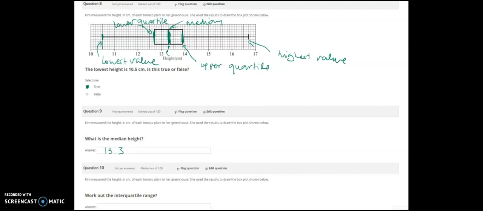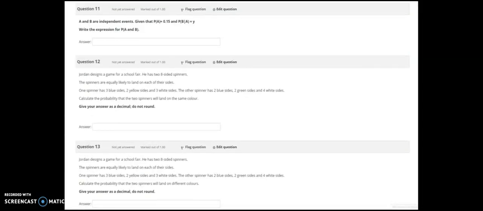now we've got to work out the interquartile range. So looking at the upper quartile, that is 13.9. We'll take away the lower quartile, which is 12.7. So this gives us 1.2. That's the interquartile range.